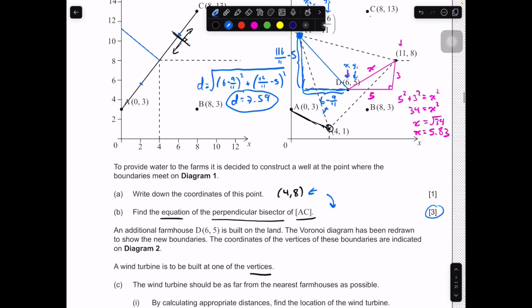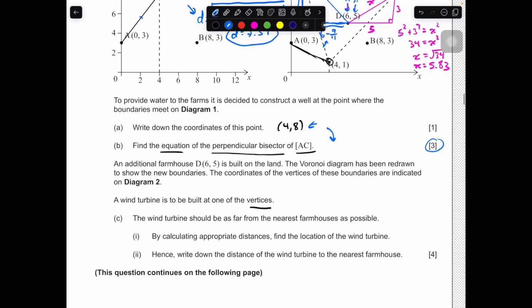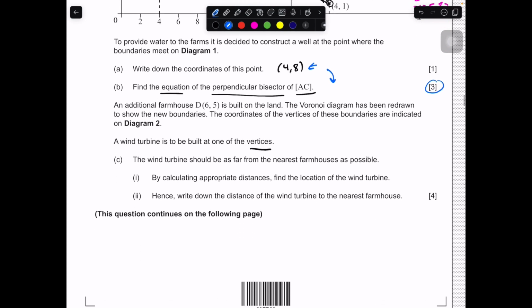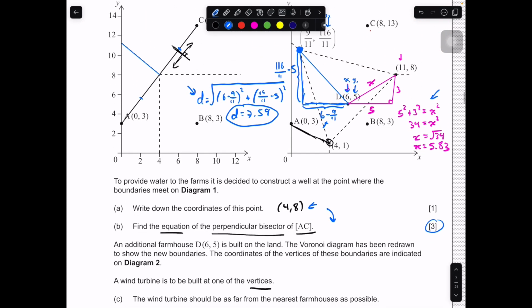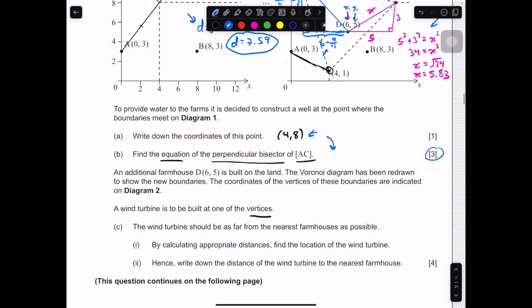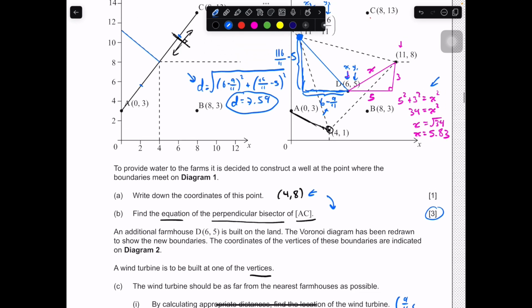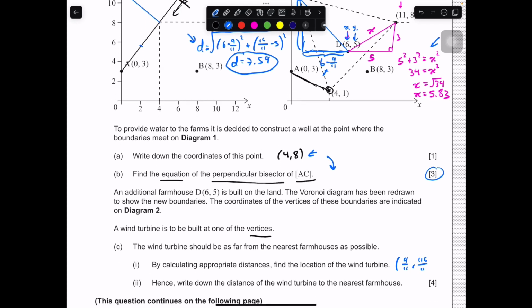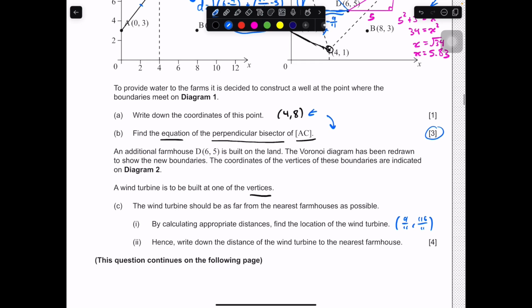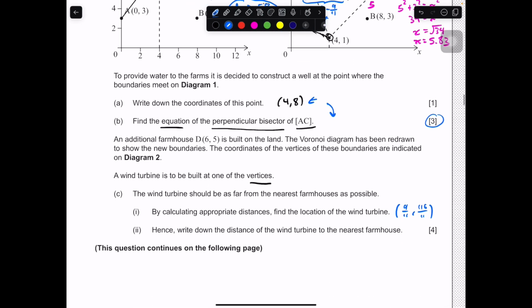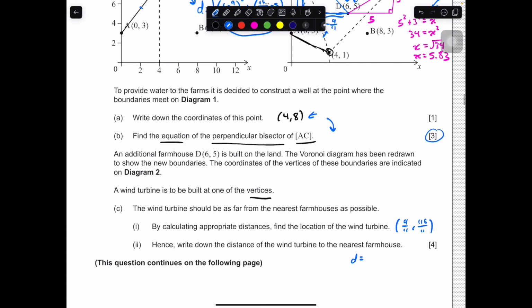So essentially, just write out a distance formula just like this, or for example, if the numbers are clean, you can use Pythagorean theorem and construct triangles. By finding the appropriate distances, find the location of the wind turbine. The wind turbine should be at 9 over 11 and 116 over 11. That's where it should be. And write down the distance of the wind turbine to the nearest farmhouse. We found out that the distance was 7.59.